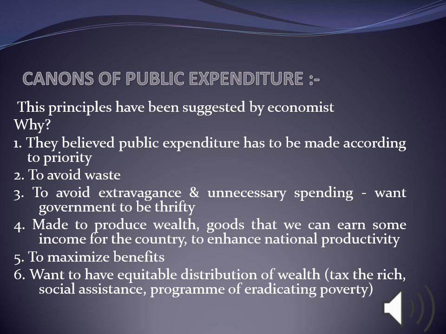they believe public expenditure has to be made according to priority. Number 2, to avoid waste. Number 3, to avoid extravagance and unnecessary spending, we want government to be thrifty. Number 4, made to produce wealth and goods so that we can earn some income for the country to enhance national productivity. Number 5, to maximize benefits, we want to have equitable distribution of wealth, tax the rich, social assistance, programmes of eradicating poverty.